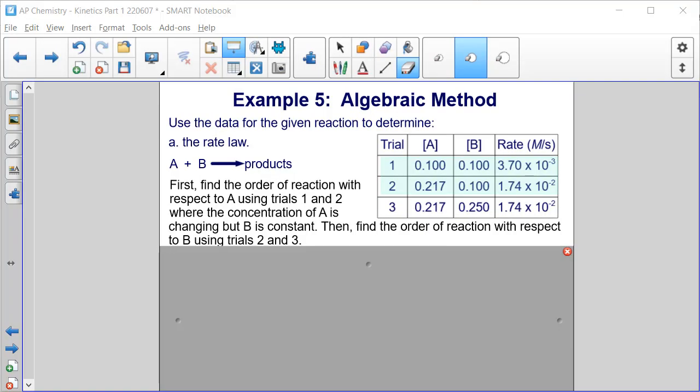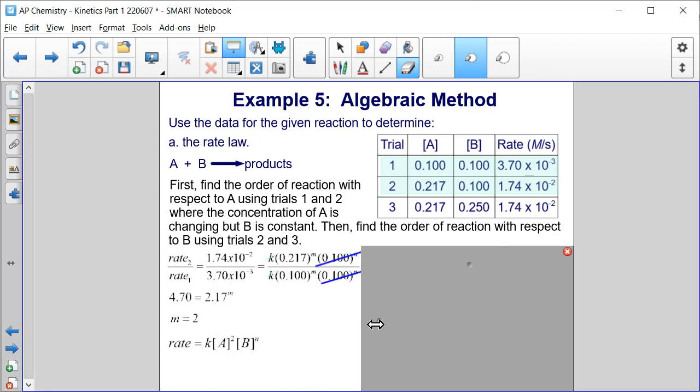Okay, so part A, we're going to determine the rate law. So first we've got to find the order of the reaction with respect to A. To do that, we're going to use trial 1 and 2, where the concentration of A is changing, but B is constant. Then we'll find the order of the reaction with respect to B, using trials 2 and 3, where A is constant, but B is changing.